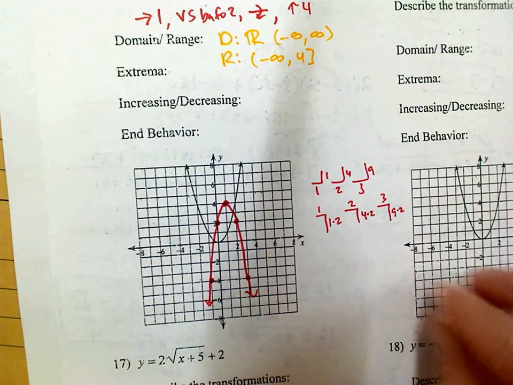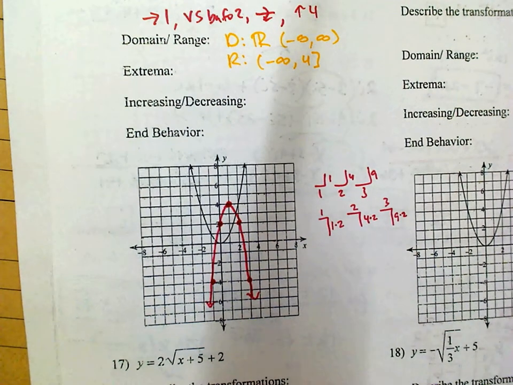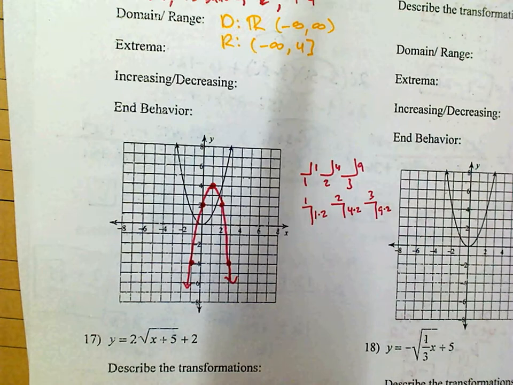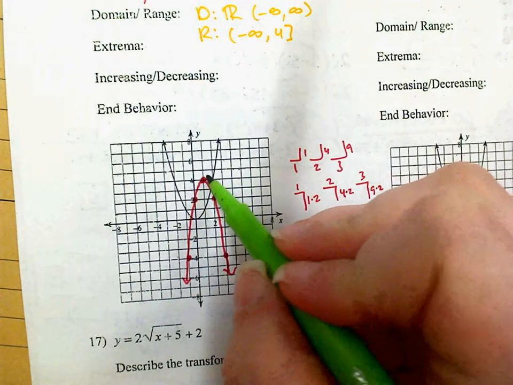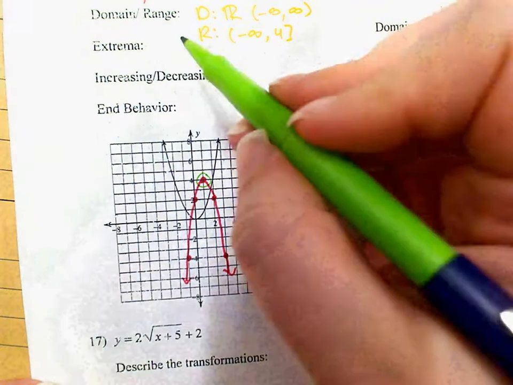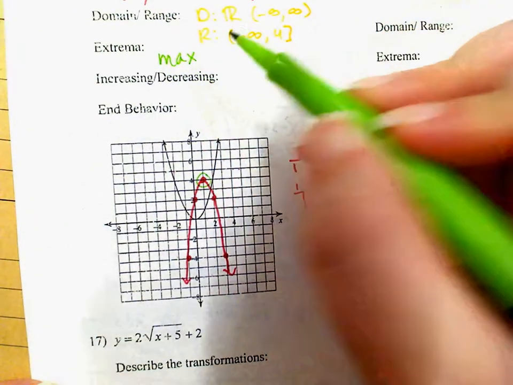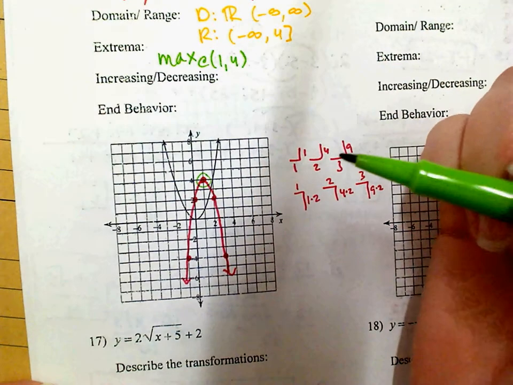Now, extrema means max and min. Extreme values, right? So the highest this function goes is to the vertex right here. The vertex is the point 1, 4, so I would say it's a max because it's the highest it goes at the point 1, 4. And there's no minimum value because it keeps on going down to negative infinity, so you just don't have a minimum.